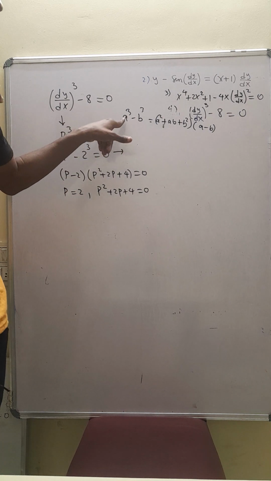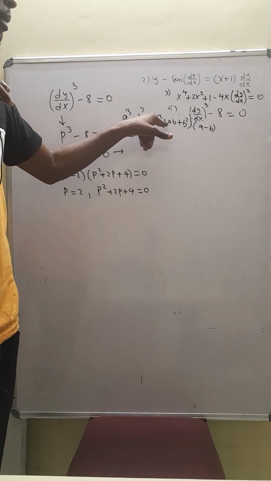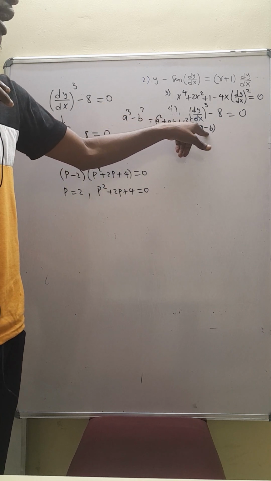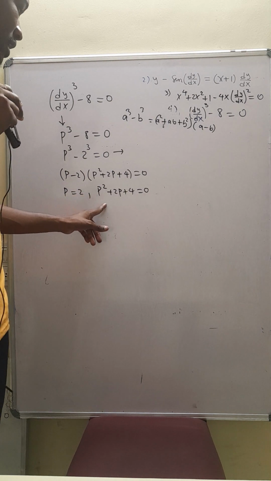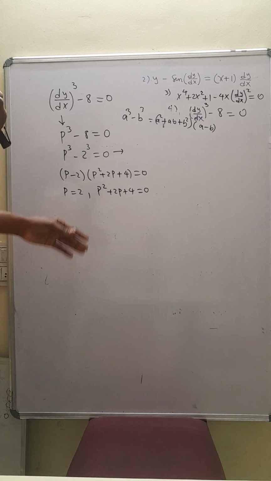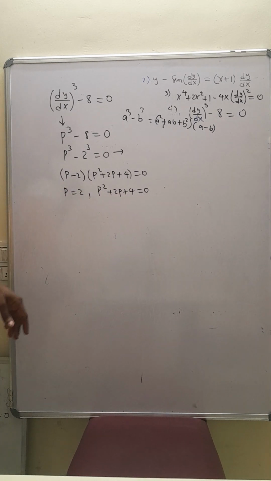As we can see here, a cubed minus b cubed is equal to a squared plus ab plus b squared times a minus b. So this is true, just following this formula. Then here I'll get two solutions: p equal to 2, and the second one. But this second factor we cannot solve in the real domain, so we only have solutions in the complex domain, using imaginary numbers.